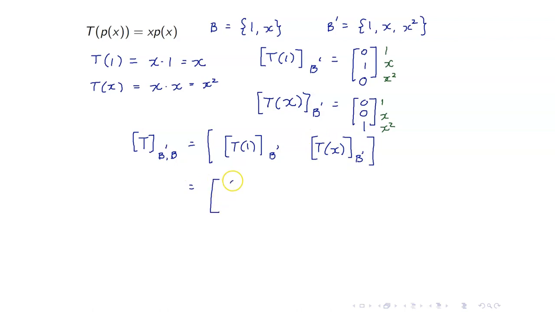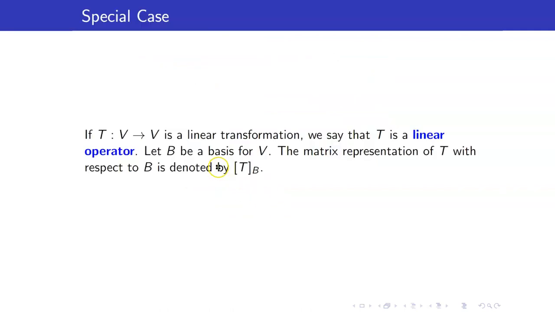So it's the matrix 0, 1, 0, 0, 0, 1. Here's a special case when T is a linear transformation from V to V. The domain is the same as the codomain. We say that our linear transformation is a linear operator.